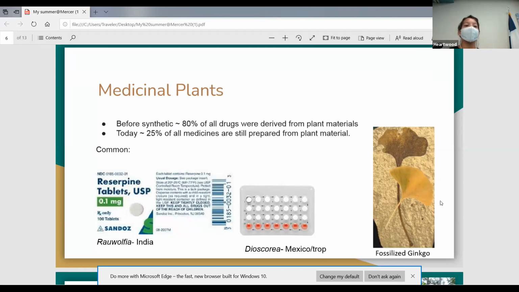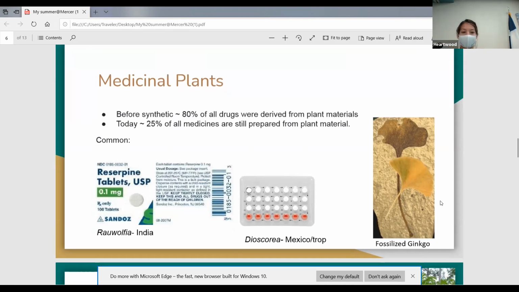Here's a couple that you may have come across, such as Reserpine. It comes from or can be extracted from the Rauwolfia plant native to India. This is typically prescribed to hypertensive patients. Additionally, Dioscorea, which is a yam native to Mexico in the tropics. Dioscorea consists of many saponins that are used by chemists to create semi-synthetic hormones. Additionally, this is a photo of a fossilized ginkgo, which I found really cool.